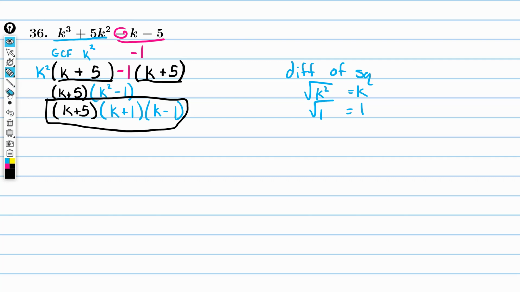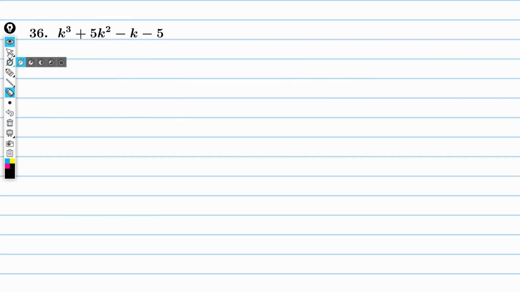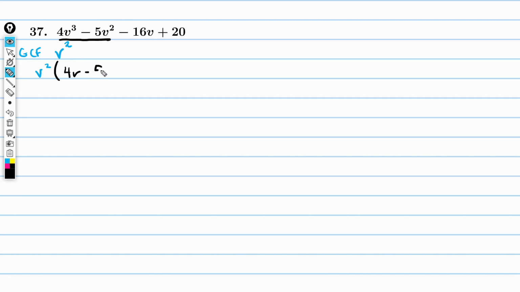Now let's go on to the next one. Let's go at number 37. If I look at these first two, what is my common factor? Well, I know I have a v squared in both of them, so that's my GCF, v squared. Now, what's left? 4v cubed divided by v squared gives me 4v, a minus, 5v squared divided by v squared gives me a negative 5.